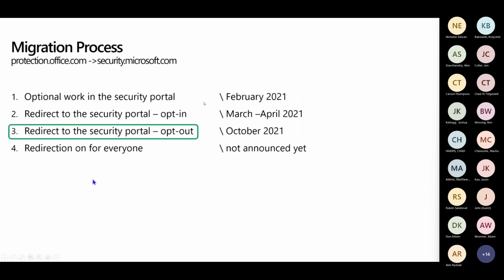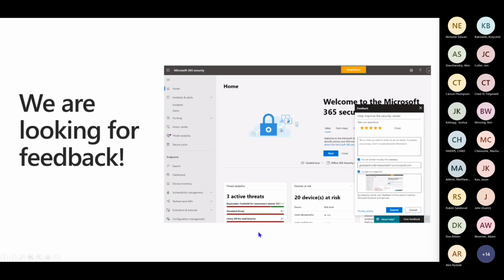So as you can see, the migration process as we went through it. In February 21, optional work in the security portal, you had the ability of going one place to the other. You had to know the two different URLs. In March, we redirected the security portal opt-in so somebody can go into settings and flip the switch and say, yes, redirect me. Today, it's an opt-out. So it's going to be automatically turned on. And we haven't announced yet when the redirection is. Probably looking at January, February sometime if you were to ask, on the side. And again, as mentioned, we're looking for feedback.